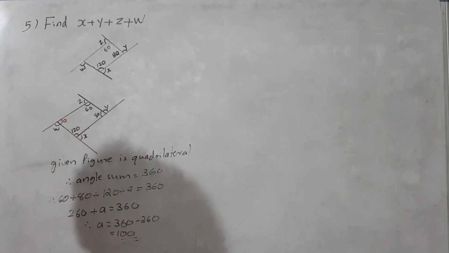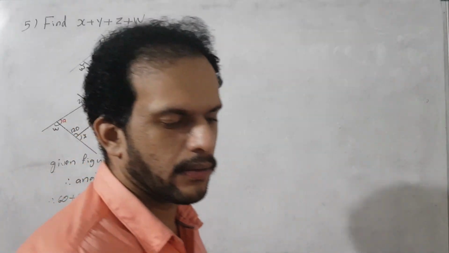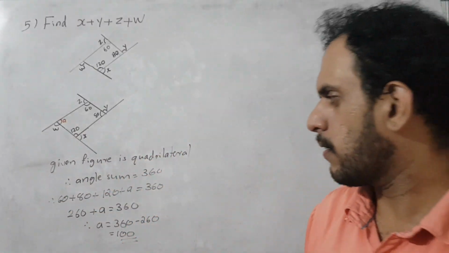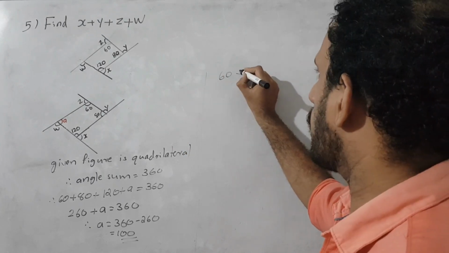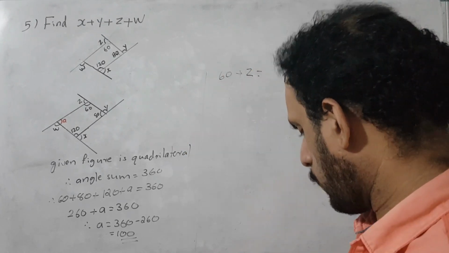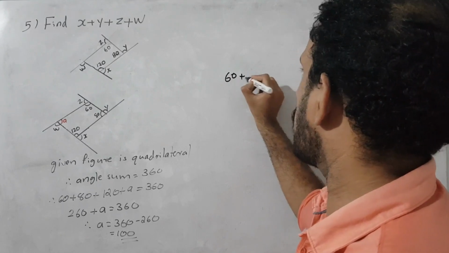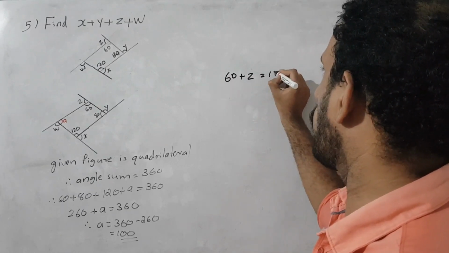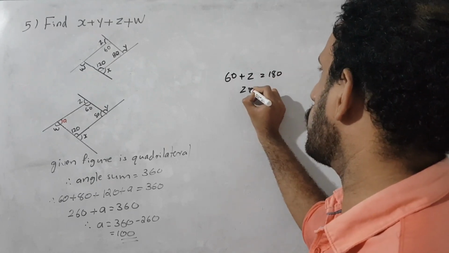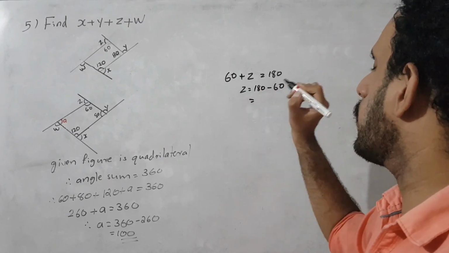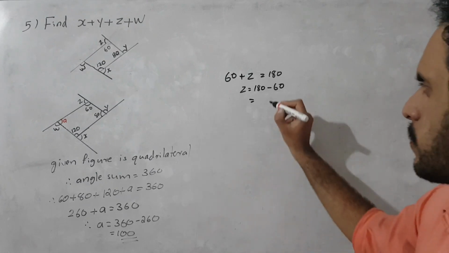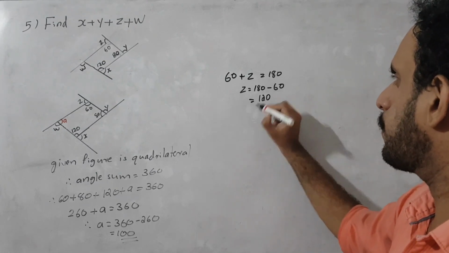So, what is the value of A? A is equal to 100. Correct. So we start like this as usual. 60 plus z is equal to 180. Therefore z is equal to 180 minus 60. What is 180 minus 60? 180 minus 60 is equal to 120.